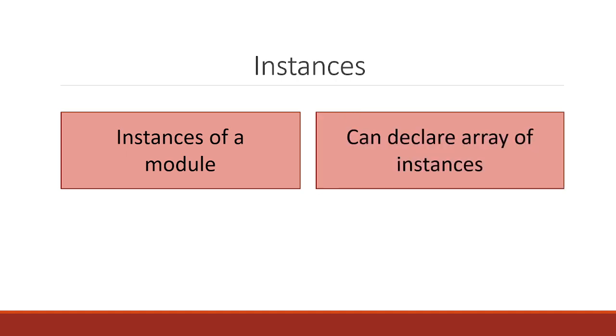Speaking of which, Verilog does allow you to declare an array of instances in the same way that you would declare an array of a net, by simply putting square brackets with a range inside it. We'll see this in an upcoming example.